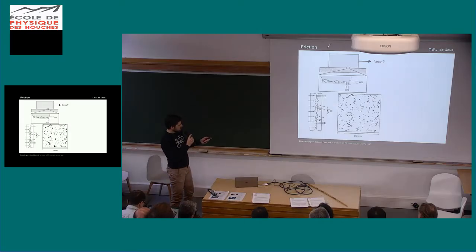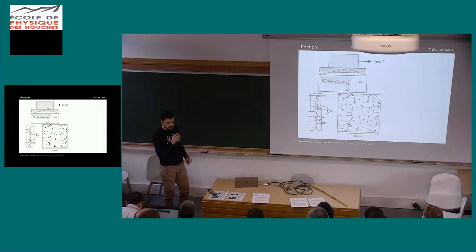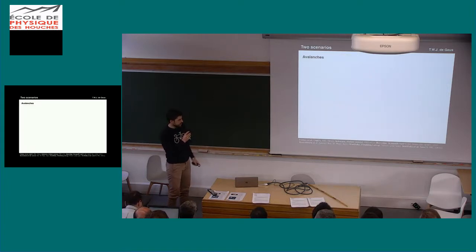So the interfaces consist of local alpine landscapes, of hills, which are called asperities, and a fraction of these asperities are glued together. And so when they're glued together, they can resist deformation elastically until a certain yield stress in which they shear off and they detach. So we have sort of a yielding event there. And now the question that we ask is, how do these asperity detachments couple through the elasticity of the bulk materials? Now we can dream of two scenarios.